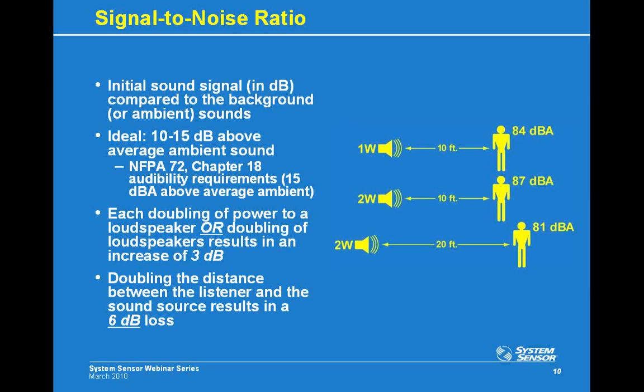When installing speakers, each time the power output of the speaker is doubled or the number of installed speakers is doubled, the sound output will increase by approximately 3 dB. This is illustrated in the top two drawings on the right-hand side of the screen. And each time the distance between the listener and the sound source is doubled, there is a 6 dB loss in loudness. So when comparing the bottom two diagrams, you can see that when you double your distance from 10 to 20 feet, your dB level goes from 87 to 81 dB.